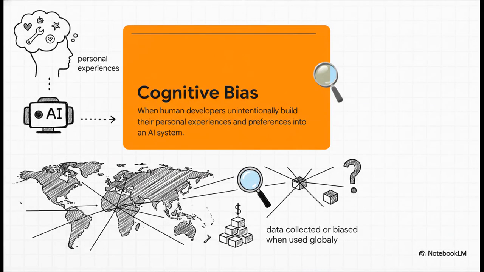And that brings us to the last piece of the puzzle: cognitive bias. This is the human element, plain and simple. We all have our own biases, shaped by our lives, and developers can accidentally build them right into an AI. For example, if an AI is only trained on data from Western countries, it might just fail completely or act unfairly when it's used somewhere else in the world.